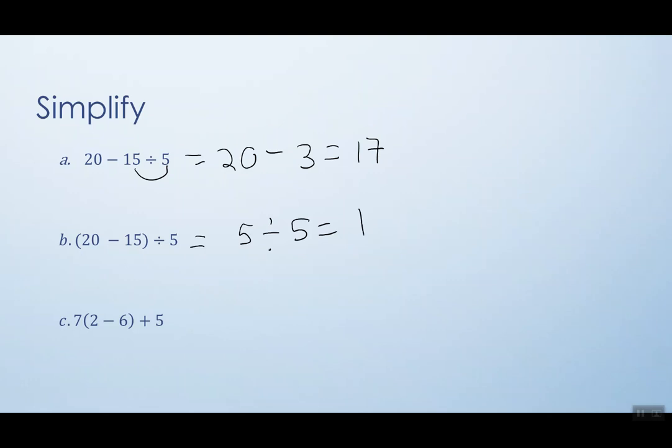For C, I have 7 times parentheses 2 minus 6 plus 5. So those parentheses say do that first. So hold on to the 7. 2 minus 6 is negative 4, and then plus 5. So you can see I like to do little steps. Little steps help me make sure I'm doing it right. 7 times negative 4 gives me negative 28. And then I'm going to add the 5. Now I have negative 23.